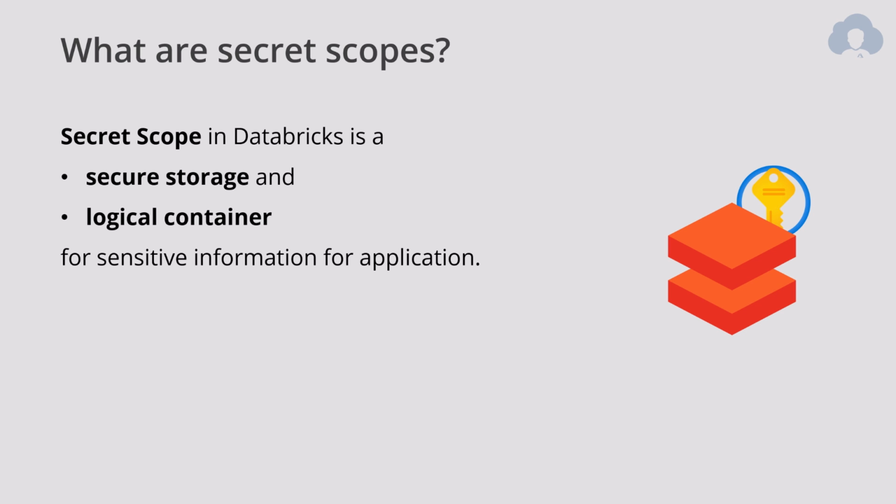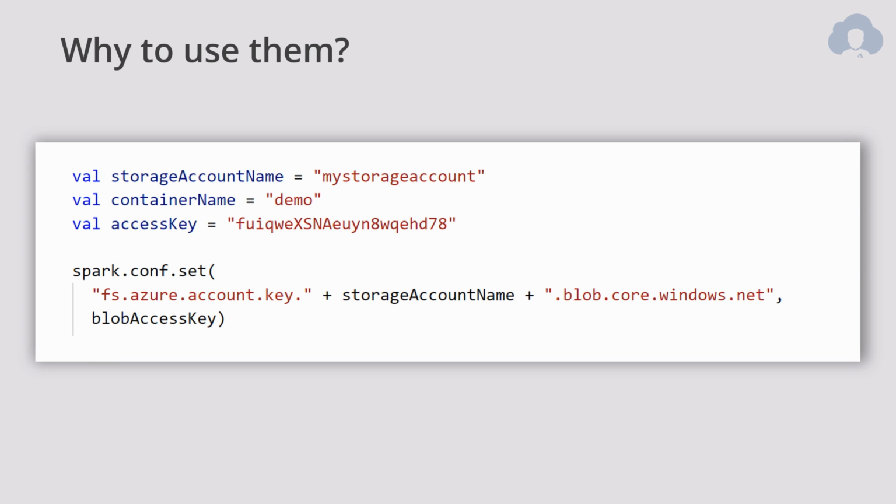Why would you use secret scopes? Well, because if you have code like this, it's very bad. It's bad because you have an access key in your code. Storing credentials directly in code is a very bad practice in terms of security and just management.